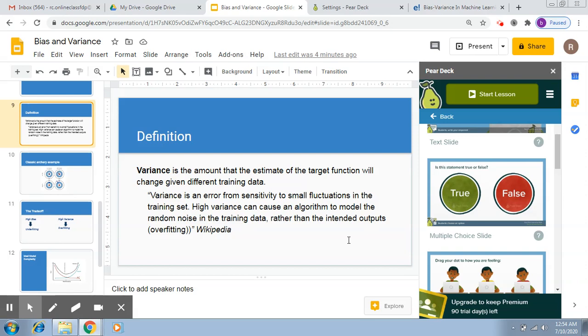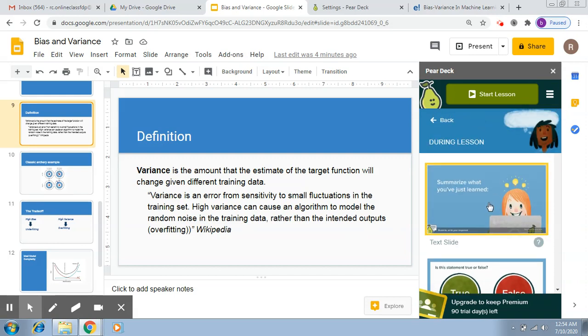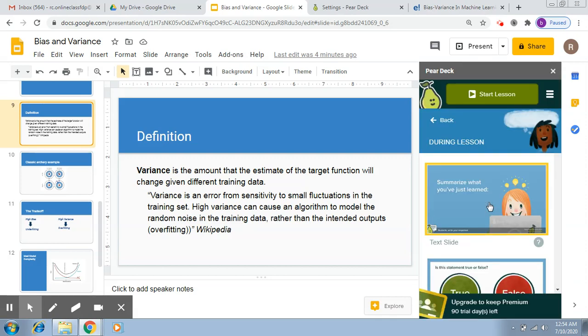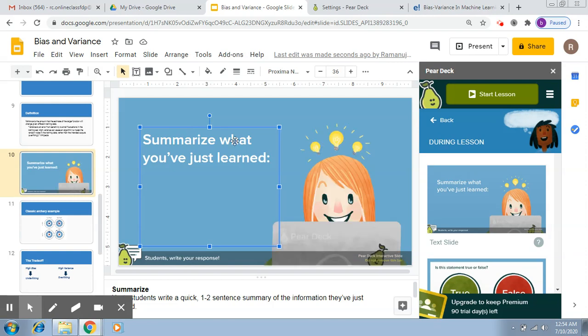So if you see the templates here, you have this very nice template, "Summarize what you have just learned." Of course, at any point in time, you can modify the text, you can modify the images, or you can select any other template from here that you feel is more suitable for the students. So, summarize what you've just learned. What we're saying is, after you've understood the concepts of bias and variance, now we would like you to actually share your understanding with us.